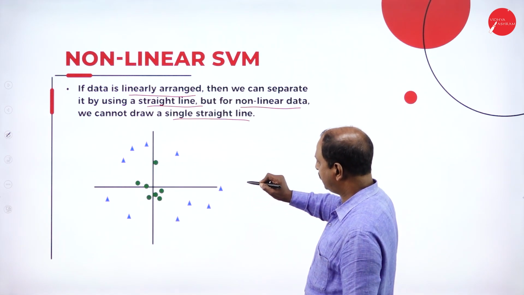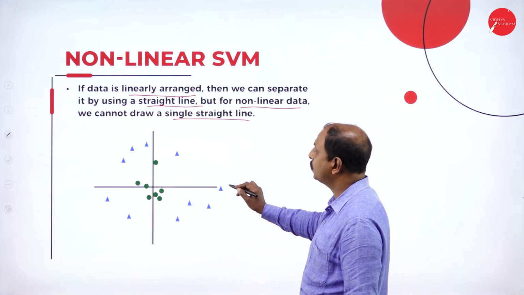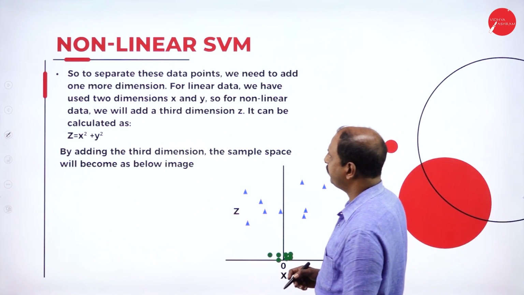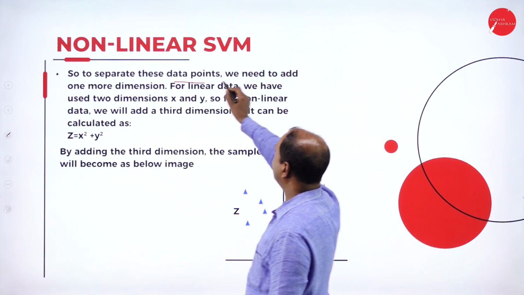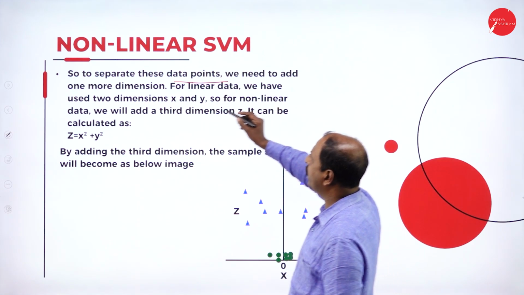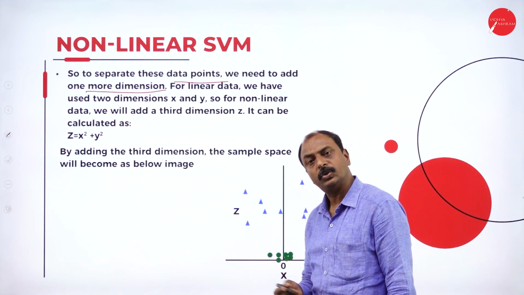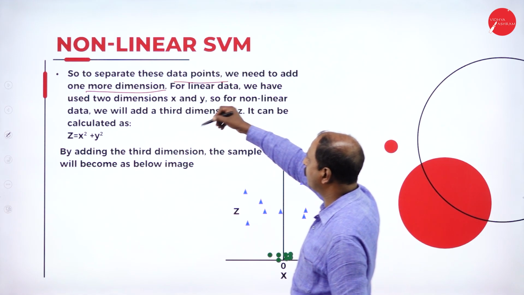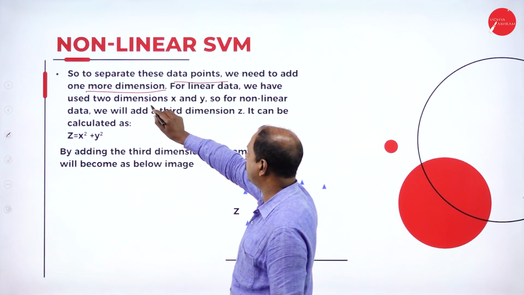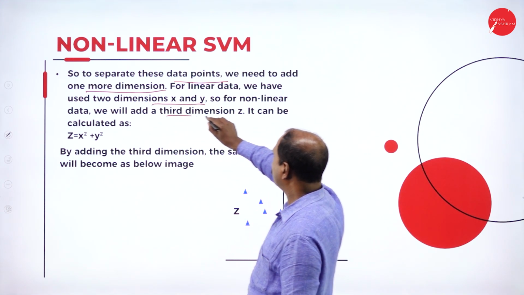So this is an example for multi-dimensional or three-dimensional space. It is not two-dimensional space. So how do we go about it? In the next slide, we will see. To separate these data points, you need to add one more dimension. As I told you in the previous slide, it was two-dimensional space. We have to add one more dimension to this. So for linear data, we have two dimensions, x and y. But in non-linear, we have to add one more dimension, that is z.